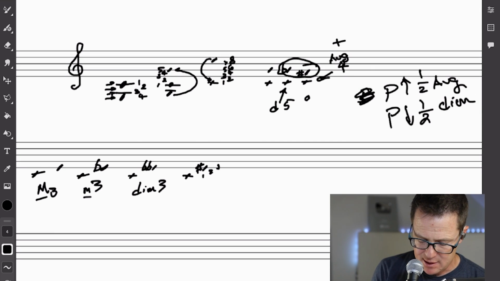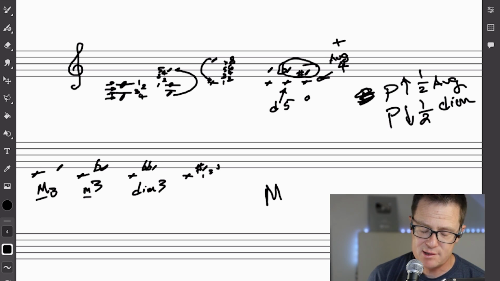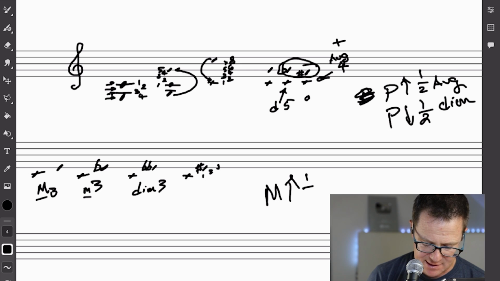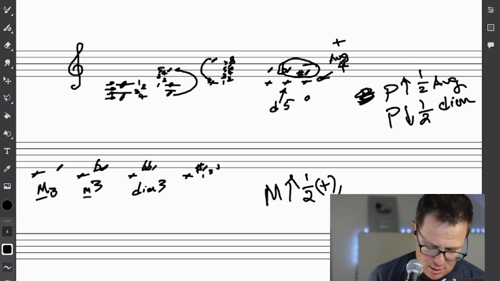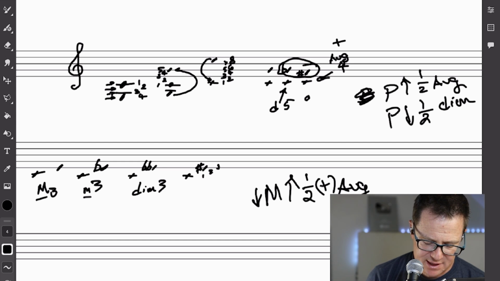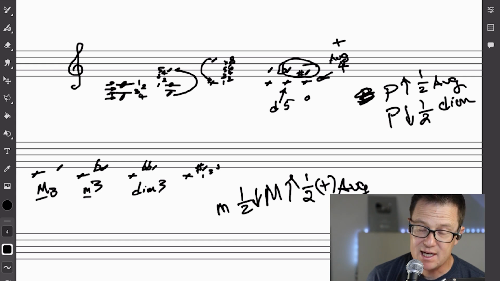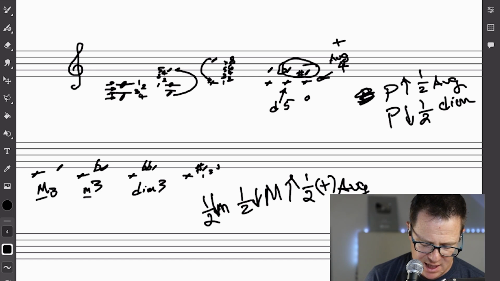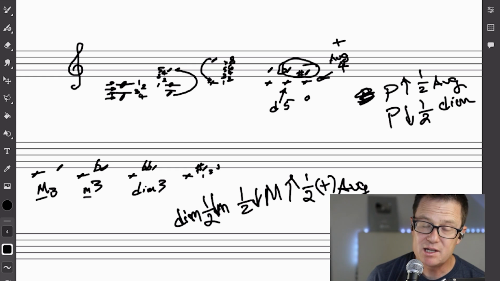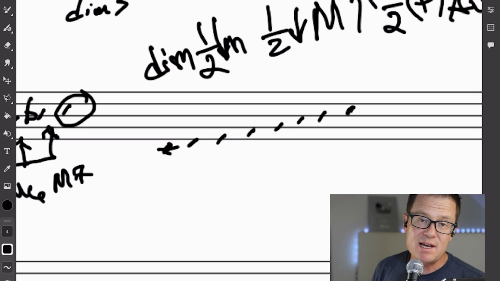All right, so quickly, let's just review this. So we have major intervals that go up a half step become augmented. Okay? Major intervals that go down a half step become a minor interval, and down another half step become a diminished interval.